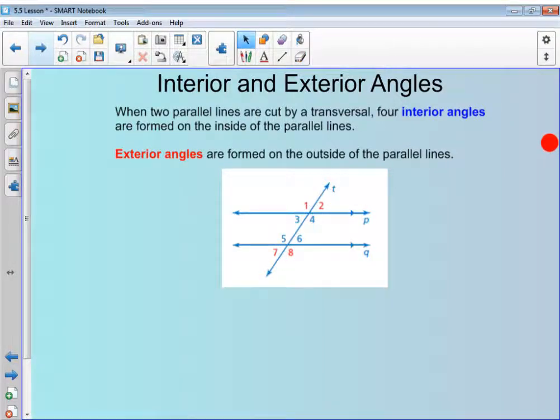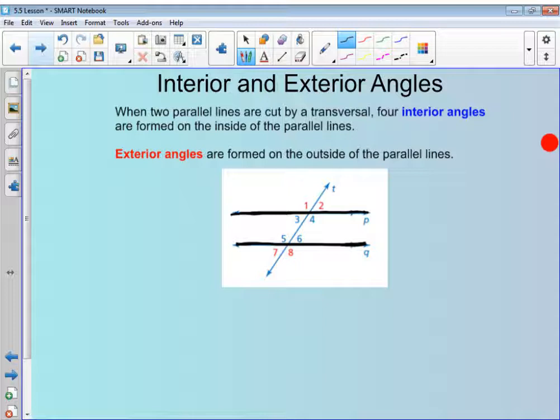Today we're going to work with what they call interior and exterior angles, and they're pretty self-explanatory. The key thing on these is when you're thinking of interior and exterior, you're thinking in terms of these parallel lines. So if you think of those kind of like a house, okay, those are your shelter. Your interior angles are going to be the angles that are inside of that parallel line. So in this case, our interior angles would be 3, 4, 5, and 6.